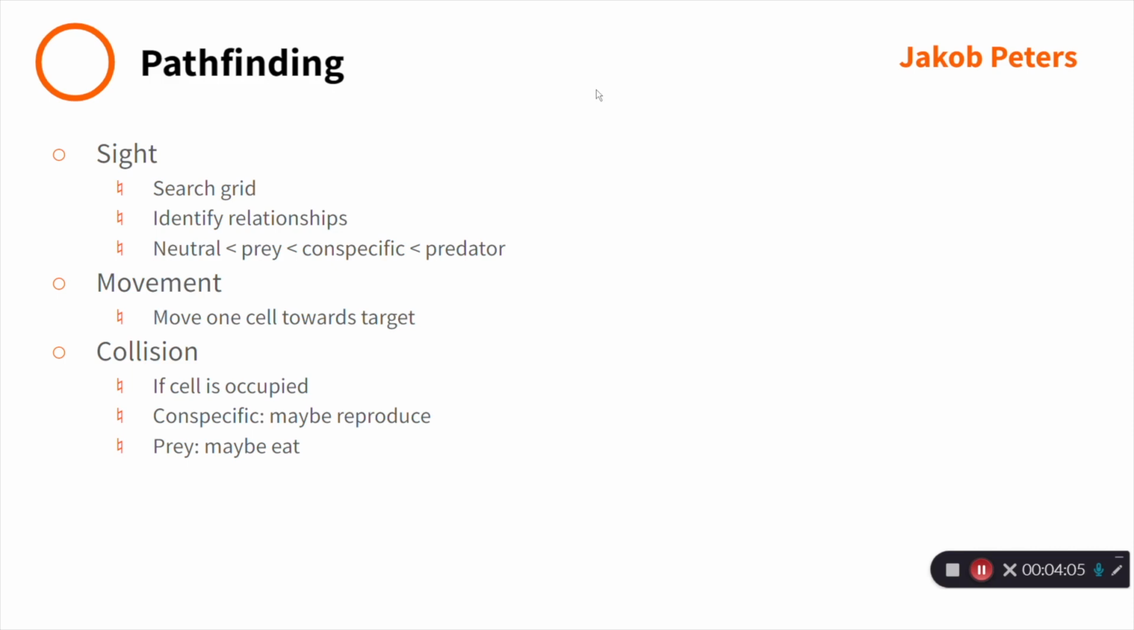So once this decision is made, an organism will attempt to move one cell towards a target. If the cell it's trying to move to is already occupied, then it will handle collision, which includes behaviors such as reproduction and predation.